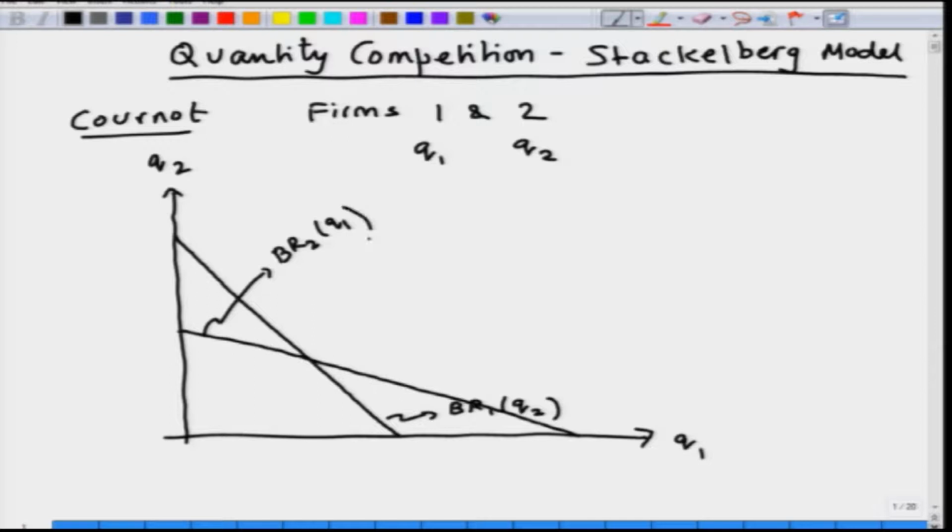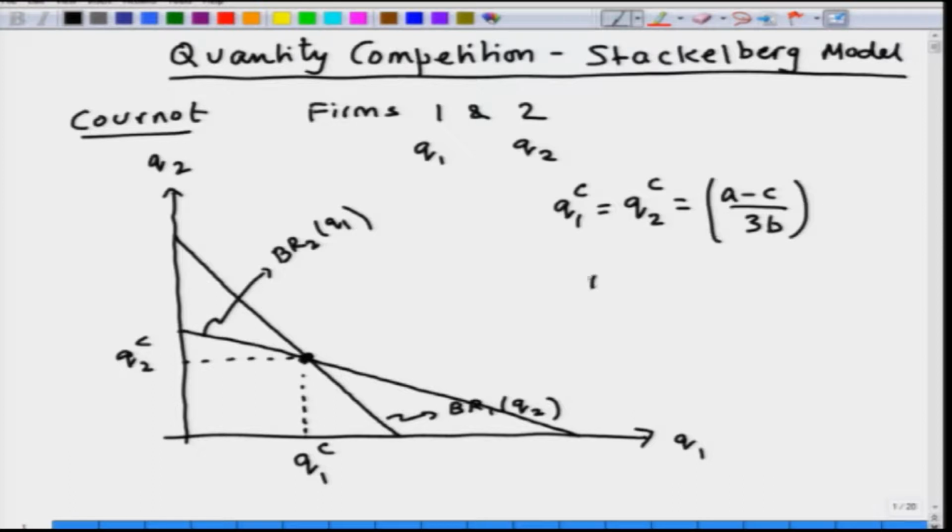So, this was firm 2's best response function as a function of Q1, and the point where the two best response functions intersected was the Cournot output Q1C and Q2C, and the Cournot choice of output chosen by both the firms, who have identical marginal cost, which is C. The Cournot output was (A minus C) by 3B, and the Cournot profits of the two firms were (A minus C) whole square by 9B. Okay. So, let us keep this in mind as we solve the sequential move game.